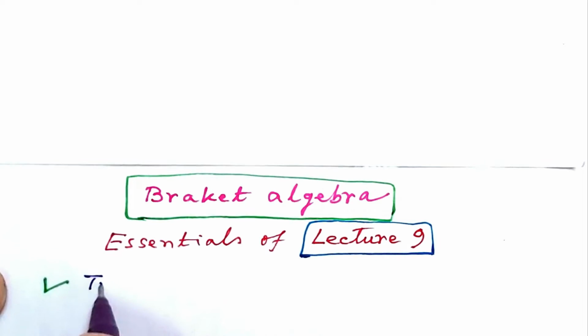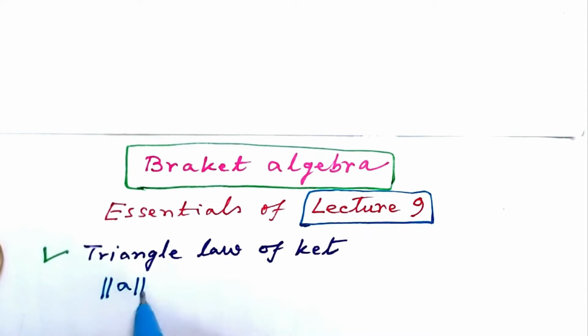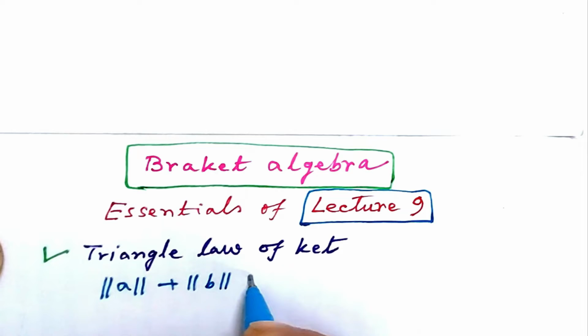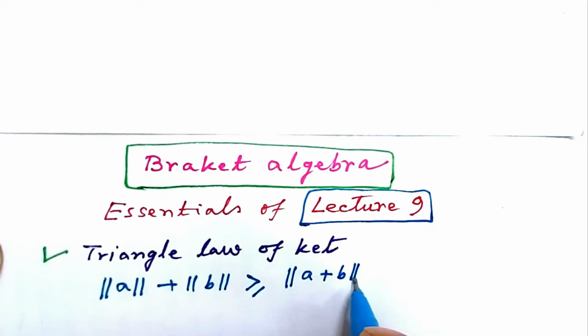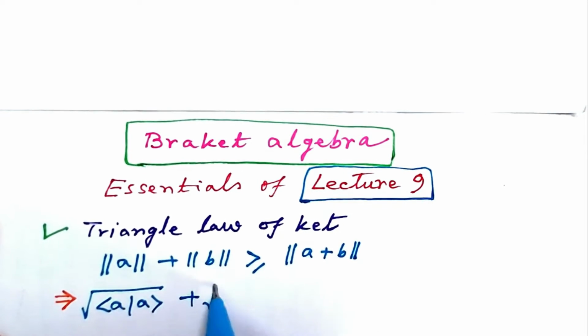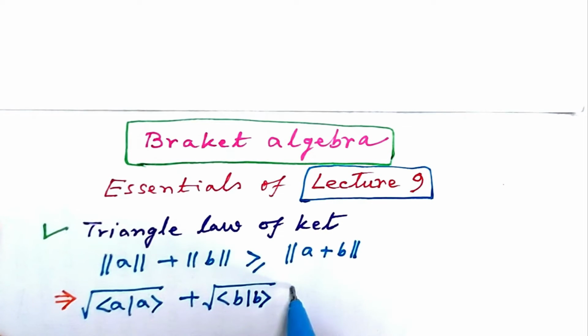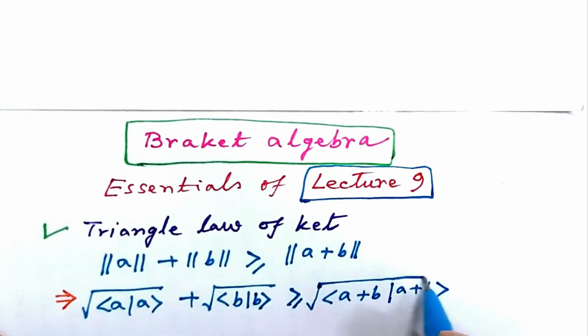We discussed the triangle law of ket, namely norm of ket A plus norm of ket B is greater than or equal to norm of ket A plus B. In explicit terms, we can rewrite the relation as under root bra A ket A plus under root bra B ket B is greater than or equal to under root bra A plus B ket A plus B.